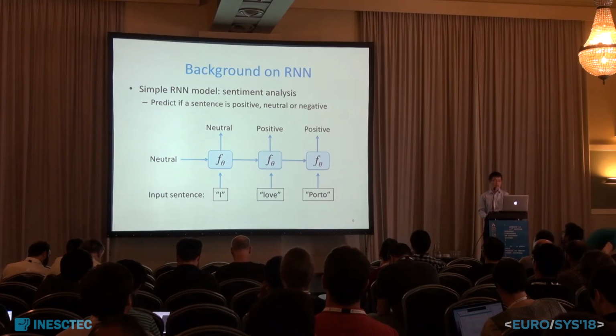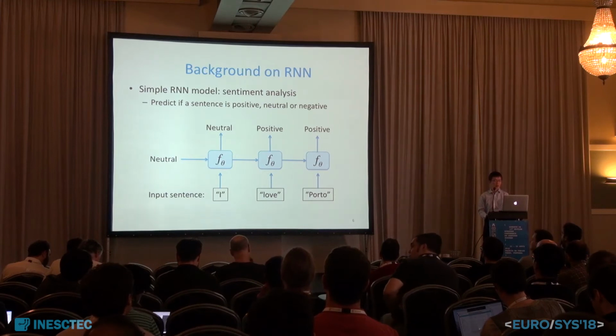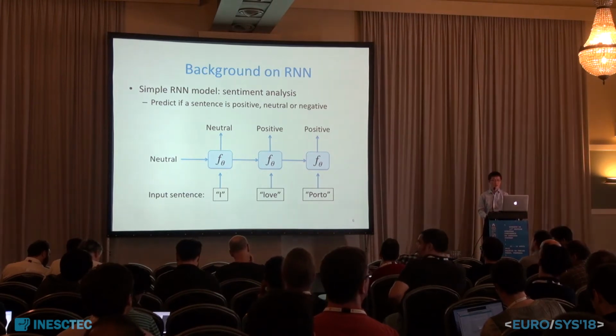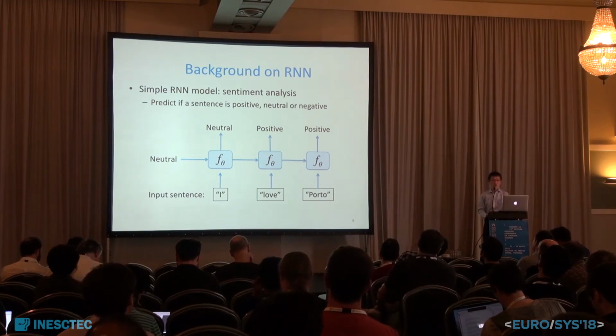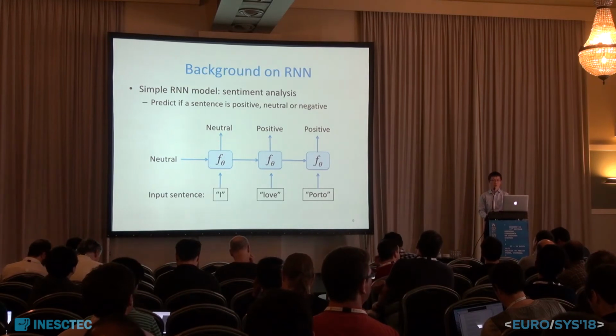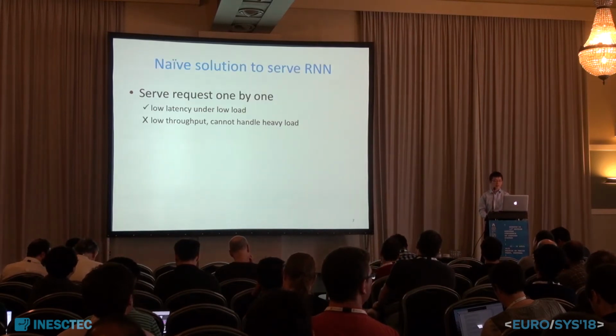Initially, the model starts with neutral. The model loops over the input sentence and applies function f to compute sentiment based on the previous output and the current word. In this model, only the output of the last step is of interest. Then how should we serve this type of model and guarantee low latency?